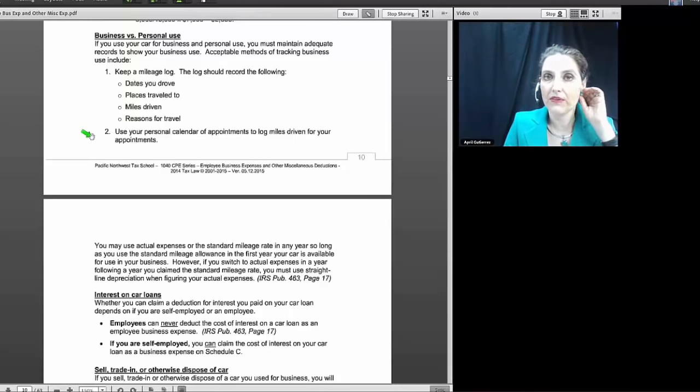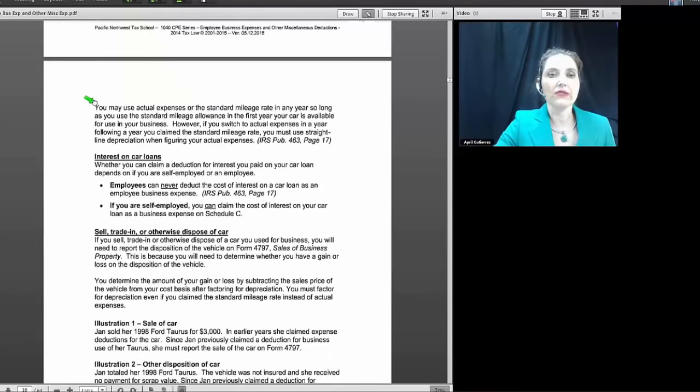These days, people are often keeping their appointments on a smartphone calendar. And you could certainly use your smartphone calendar to track your appointments, and at the end of the year, print it all out and use that as a mileage log. That would be totally acceptable as well.